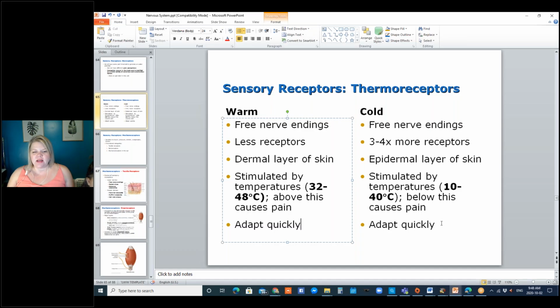They both adapt quickly. That's why when you get into a hot tub and you think you're boiling alive for the first 30 seconds, you begin to accommodate it and get quite comfortable in there. Same with even cold water. After you kind of warm it or get used to it, right? You don't sense the cold as strongly as you initially did.